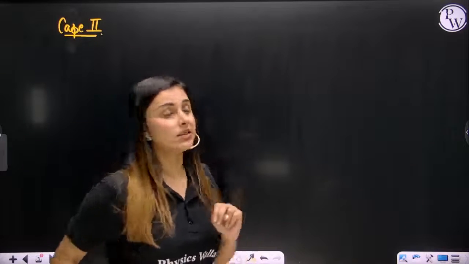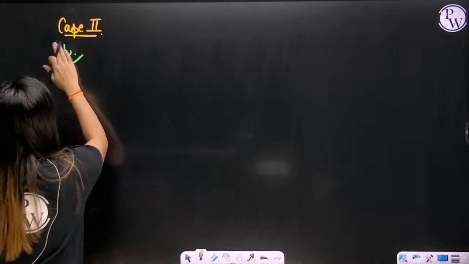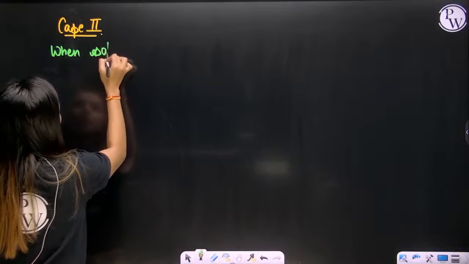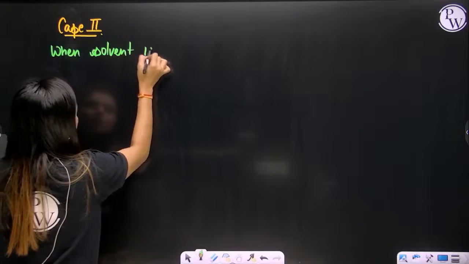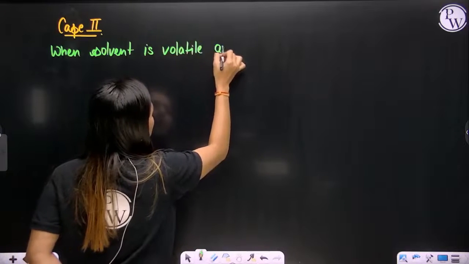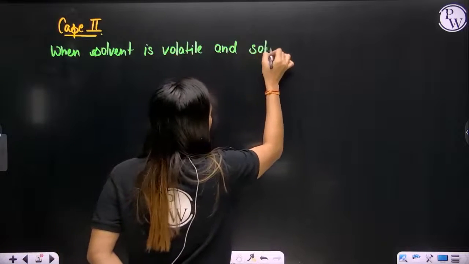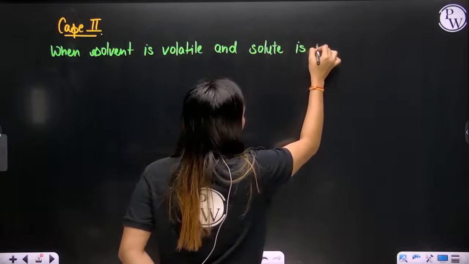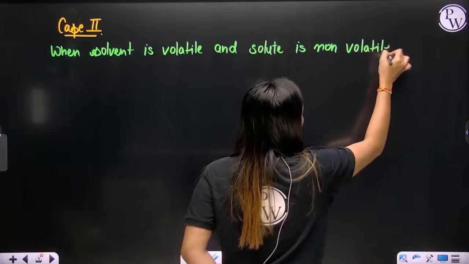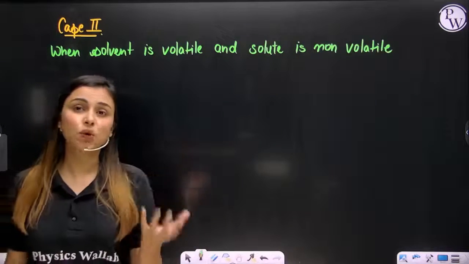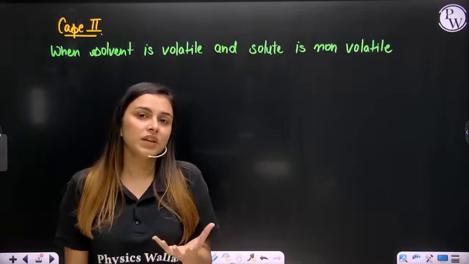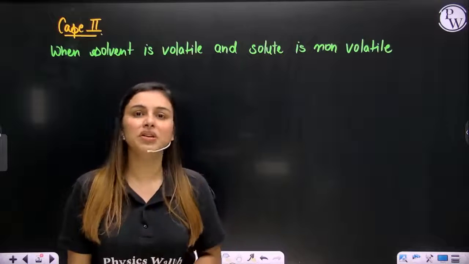So your second case will be when the solvent is volatile and the solute is non-volatile. So now we will study what if a solvent is volatile in a solution but your solute is non-volatile. How can we calculate the vapor pressure of that particular solution?